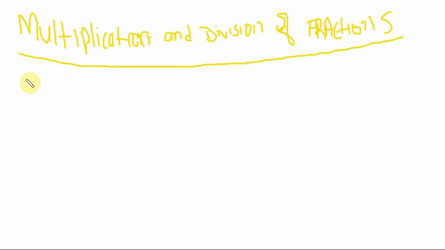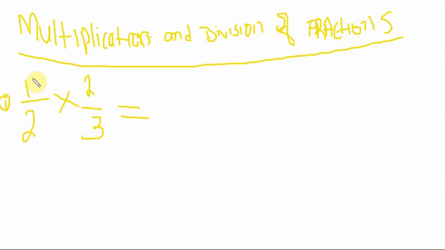Let's start off with a nice, easy one. 1/2 multiplied by, let's say, 2/3. Okay, so your friend asked you to help him solve this. What would you do? Simple. When it comes to multiplication, it's straightforward. We just multiply. There are two ways of doing it, but we'll start off with the straight one.